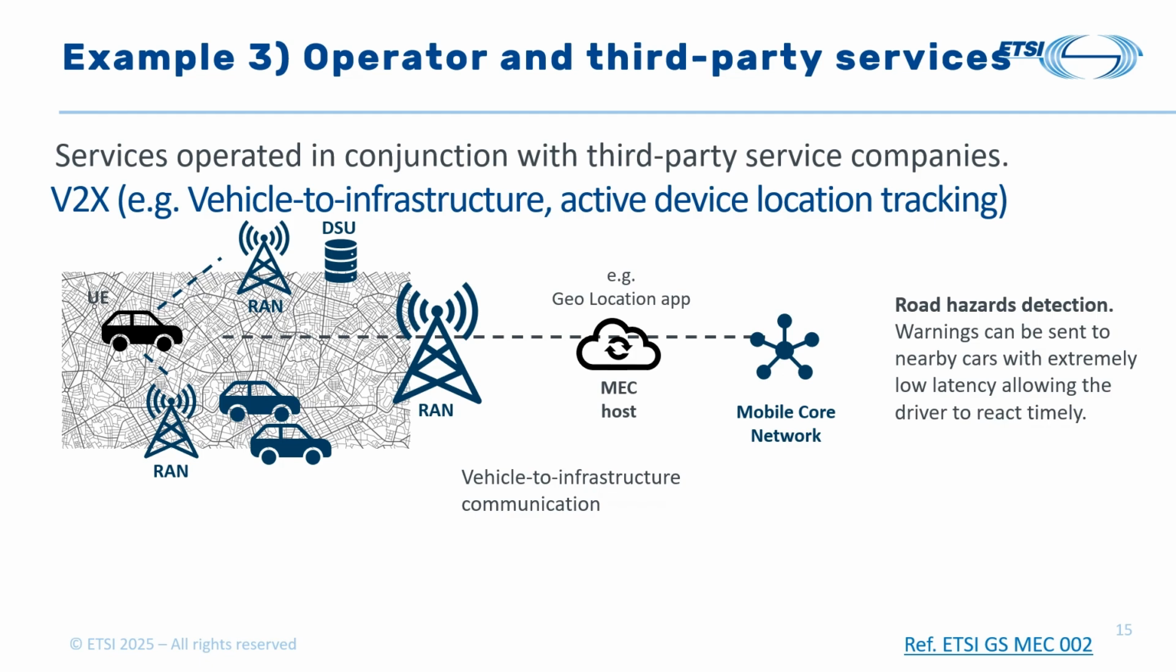The result of such analysis can then be provided to an external entity after anonymization. For example, in a V2X scenario, the application can recognize road hazards and dispatch warnings to the nearby cars with extremely low latency, in a matter of milliseconds, to allow the driver to react timely.